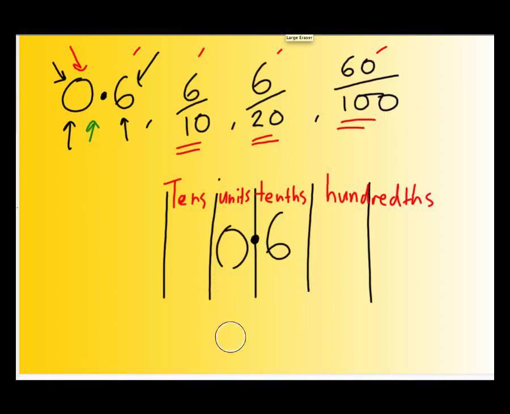Now looking at that place value chart, you can see that there's 0 units, good, because it's a decimal fraction. And there's 6 tenths. This is the important bit. There's 6 tenths. Can you tell me what that looks like as a fraction? 6 tenths? I'll help you out, I'm showing you. 6 tenths looks exactly like this: 6 over 10.